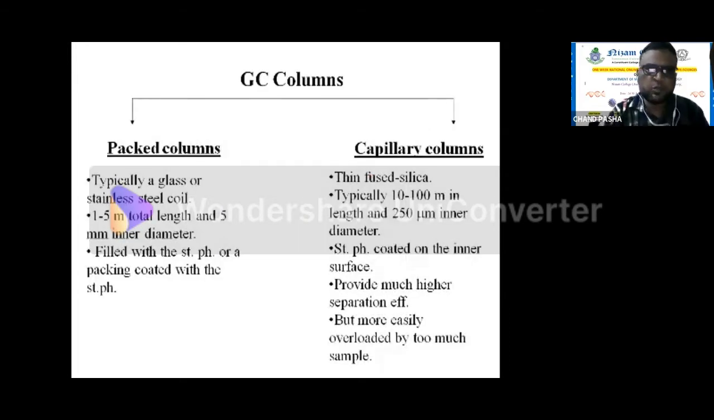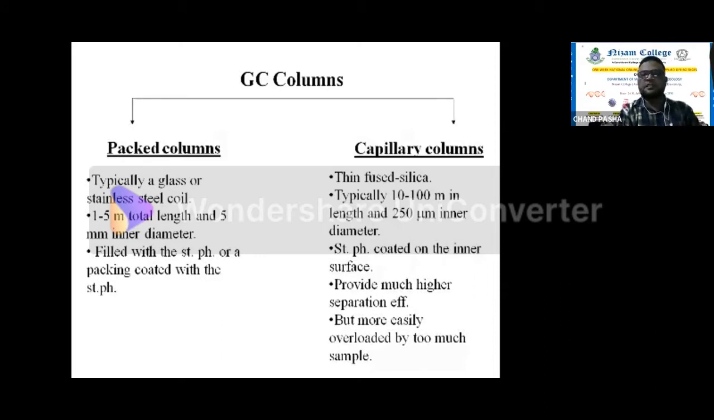As I told you, two types of columns are there, packed columns and capillary columns. Sometimes I'll show you those columns also. Basically, packed columns are stainless steel, could be 1 to 5 meters in length, with around 5 millimeters inner diameter, filled with a stationary phase or a packing coated with the stationary phase. In the case of capillary, it is thin and fused silica. Inside, it is completely fused. There is no central lumen, unlike in packed columns, where you have a lumen.